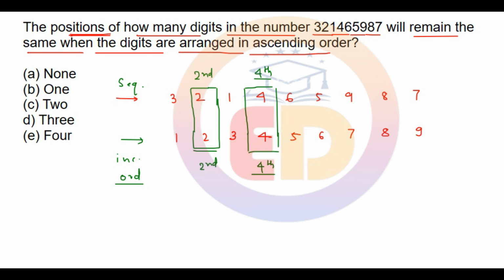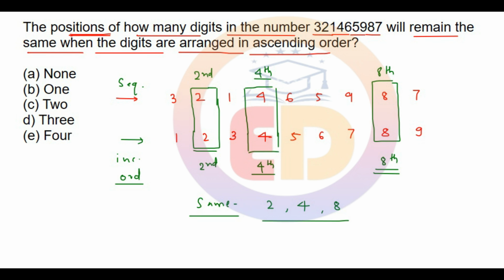The next is 8. In the given sequence, it is in the 8th position, and when I arrange them in the increasing order, again it takes the 8th position. So how many digits have the same position? There are 3 digits, which are 2, 4 and 8. They take the same position as when arranged in the increasing order compared to given in the sequence. Our answer will be option number D.